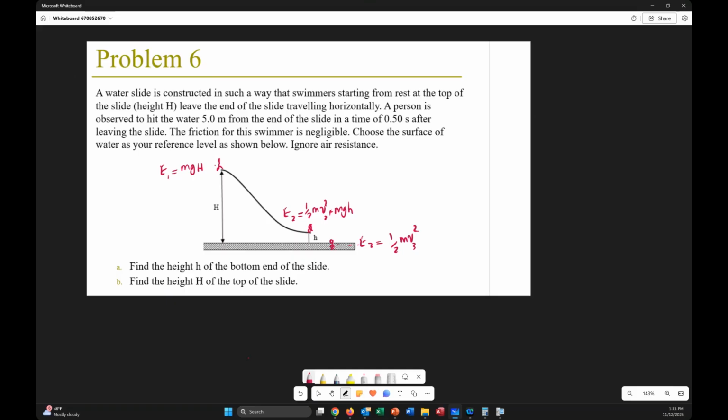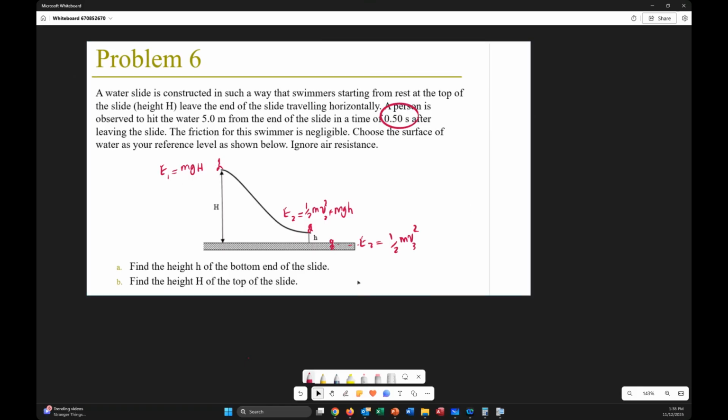It's telling us that we are supposed to find the height H. So you are supposed to set these two equal to each other to find H: E2 equals E3. But when you plug them equal to each other, there are two unknowns. It means you need to go back to the information about 0.5 second. This is the kinematic information, and it can help me find one of those velocities. Go see what you can do.